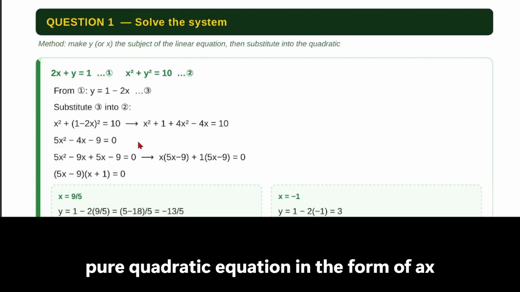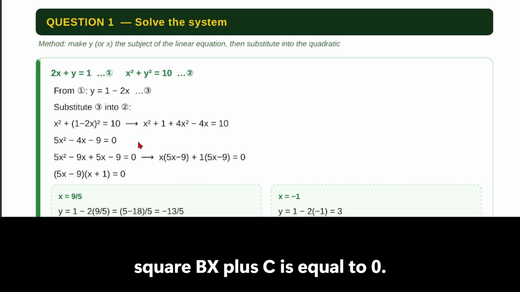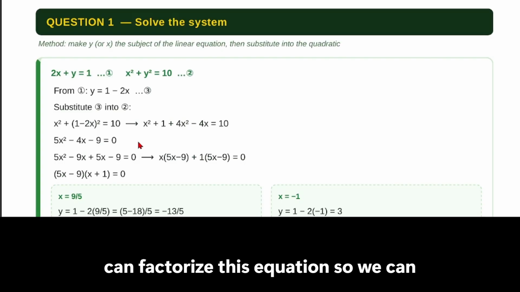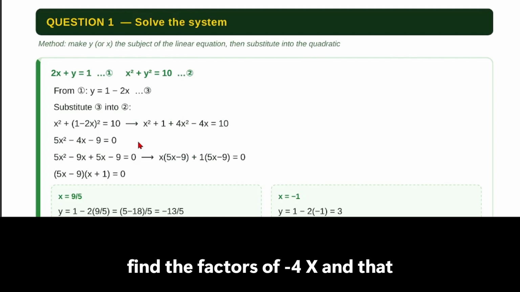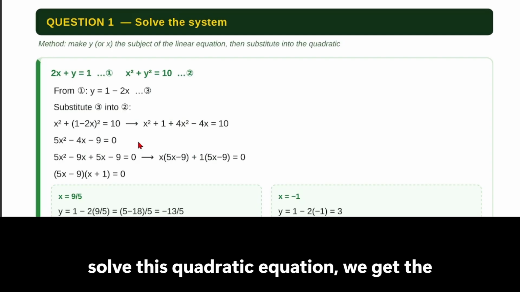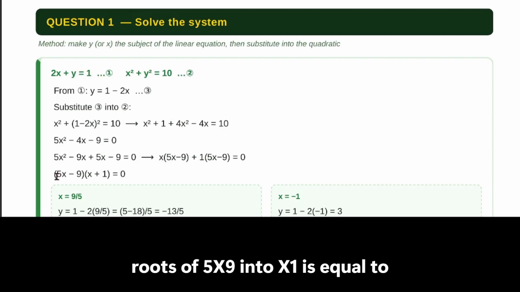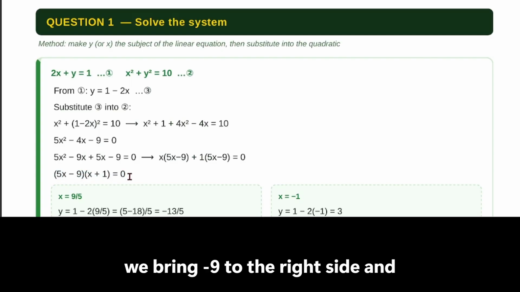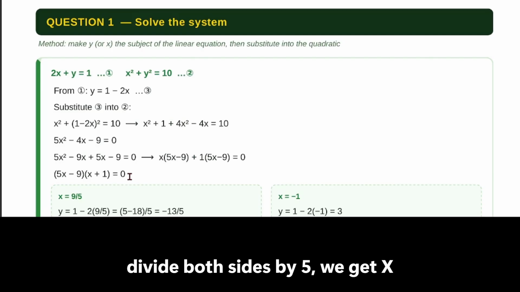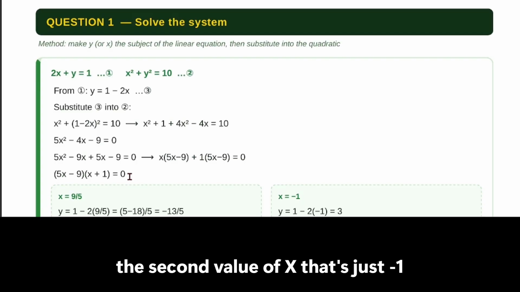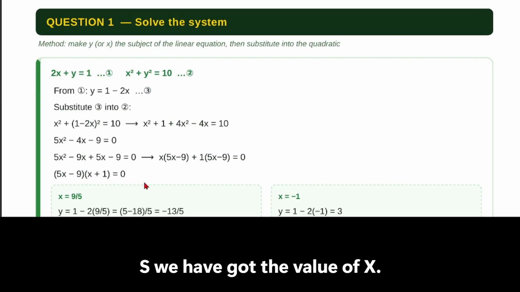So this is a pure quadratic equation in the form of ax square plus bx plus c is equal to 0. Now how can we further solve it? We can factorize this equation. So we can find the factors of negative 4x, and that is minus 9x plus 5x. So when we solve this quadratic equation, we get the roots of 5x minus 9 into x plus 1 is equal to 0. For the first value of x, if we bring negative 9 to the right side and divide both sides by 5, we get x is equal to 9 by 5. And for the second value of x, that's just negative 1.